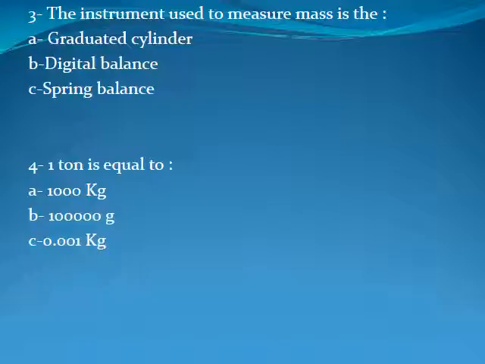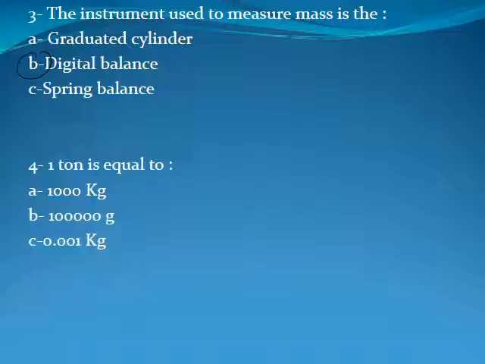3. Yes, Allah. The instrument used to measure mass is: A. Graduated cylinder, B. Digital balance, C. Spring balance. Digital balance. If I say the instrument used to measure weight is what? Spring balance. It has another name: the dynamometer.